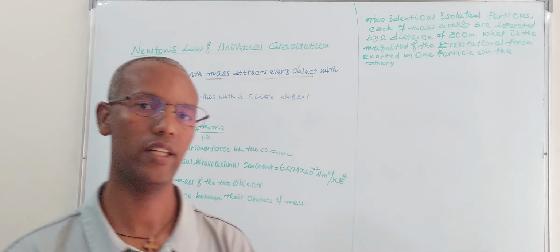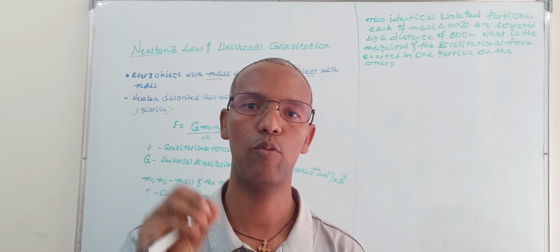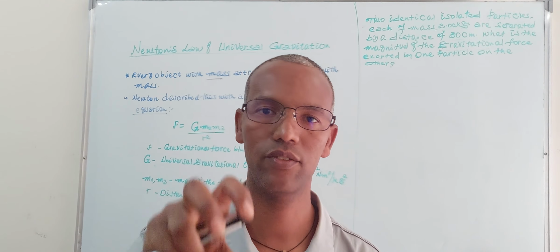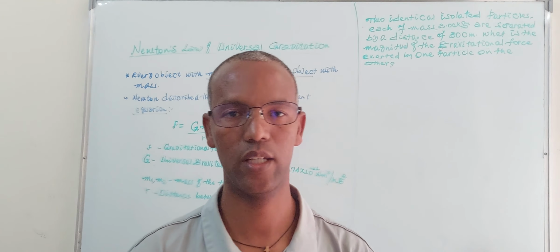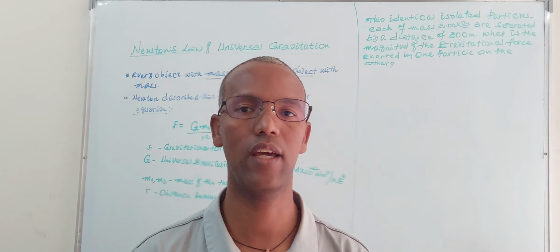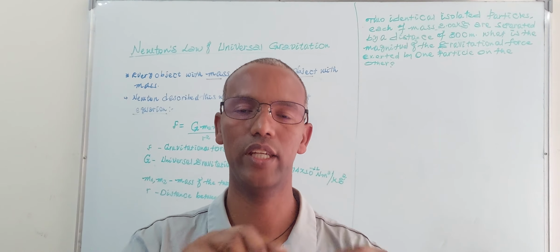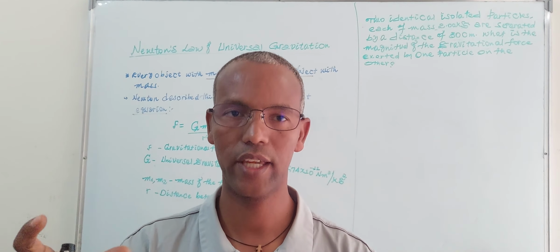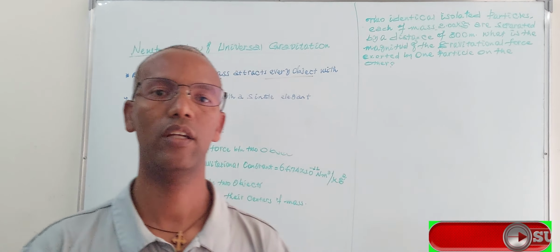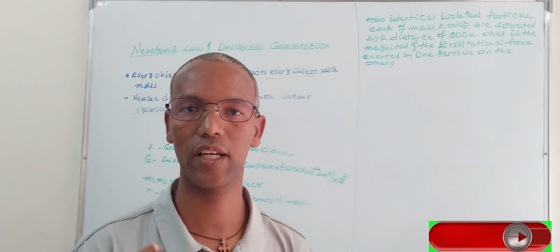Meaning that, let's say you are running or walking, you are applying an attraction force on the earth, as well as the earth applying an attraction force on you. Basically, every object in the universe with a mass m attracts each other. That is what we call Newton's law of universal gravitation.